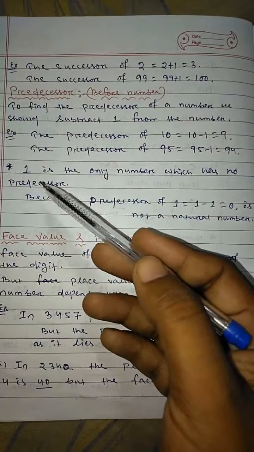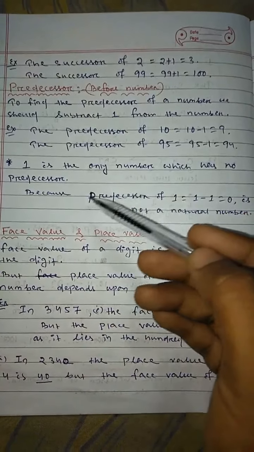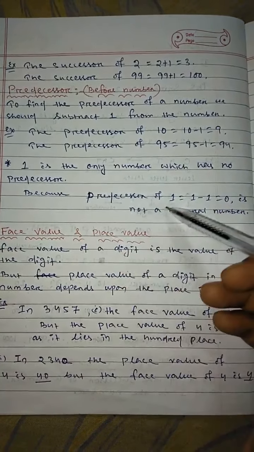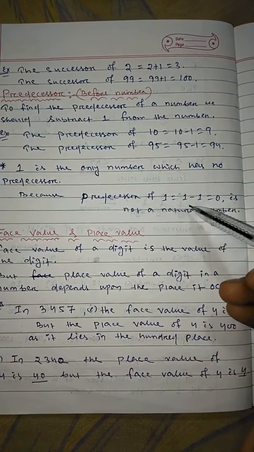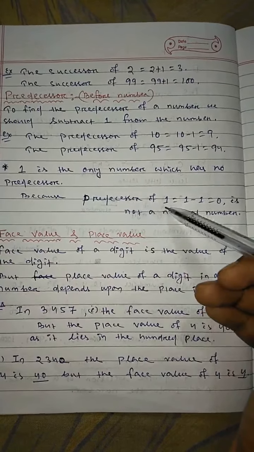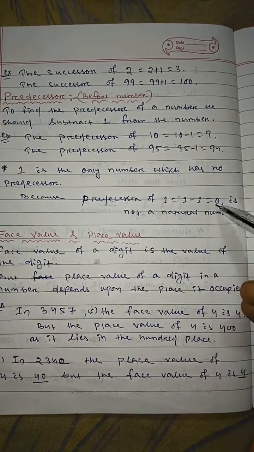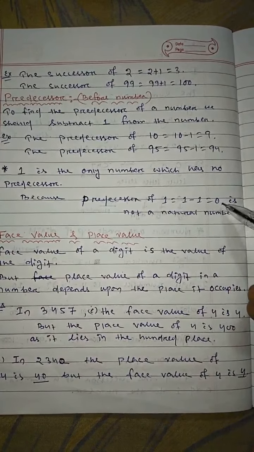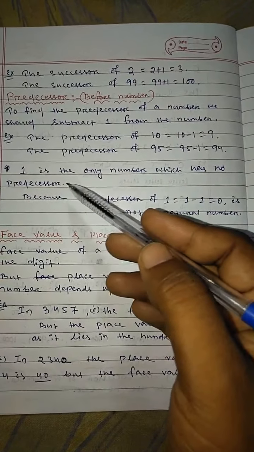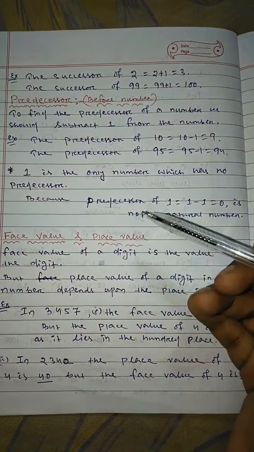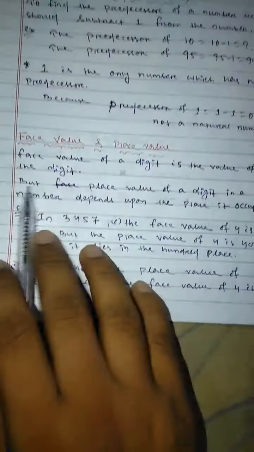Let's look here. 1 is the only number which has no predecessor, because if we subtract 1 from 1, we get 0. Predecessor means subtract 1, and the predecessor of 1 is 1 minus 1, which is equal to 0, and 0 is not called a natural number, it's a whole number. So there is no predecessor of 1. Understood?